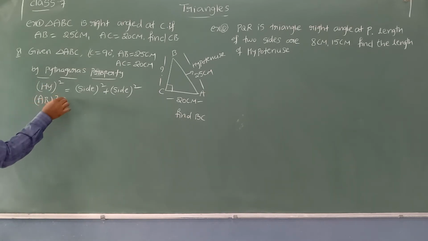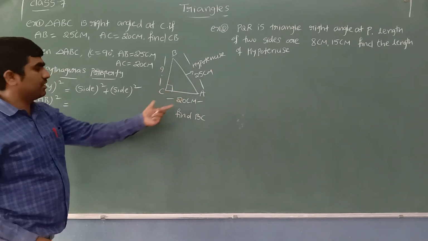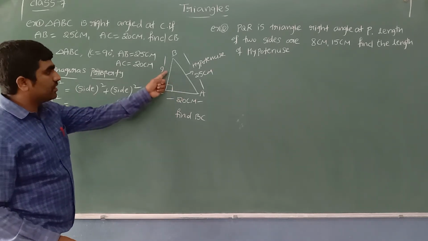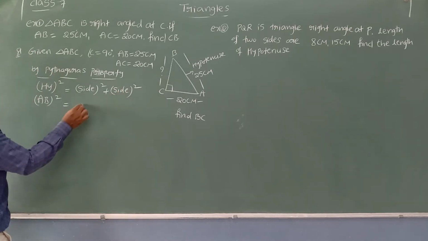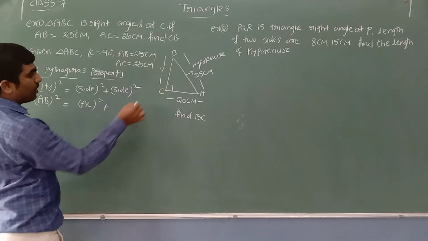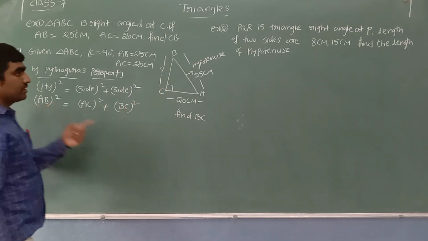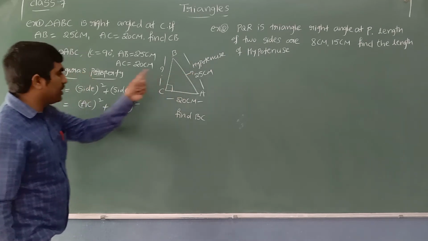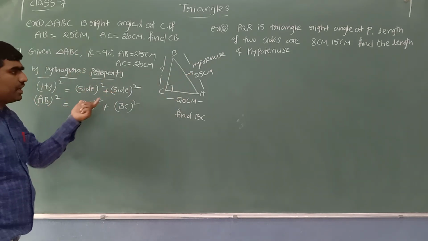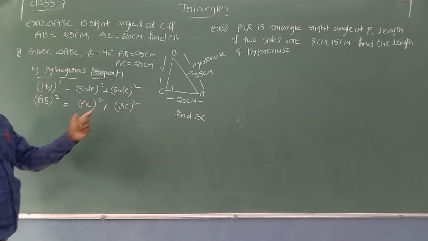So AB square is equal to, what about the sides? The other two sides. You write any one side first. Let me write first AC, then BC. Any one first you can write. I am taking here AC square plus the other side, BC square. Only the hypotenuse, the side opposite of the right angle, we take outside. These two sides you can write any one first, AC first then BC or BC first then AC. That is your wish.